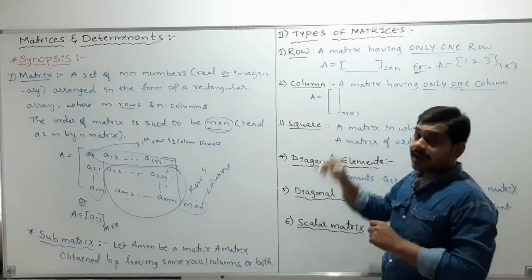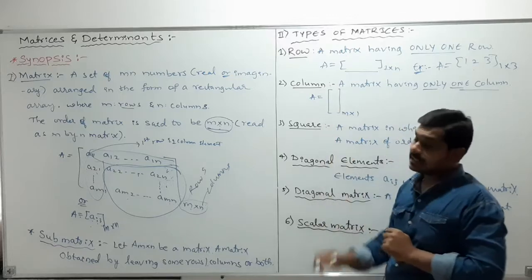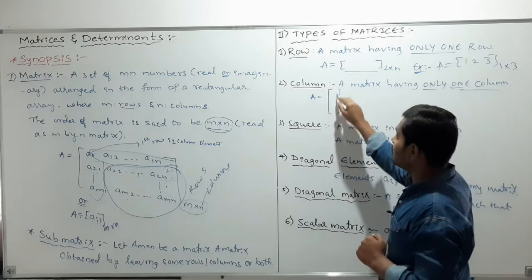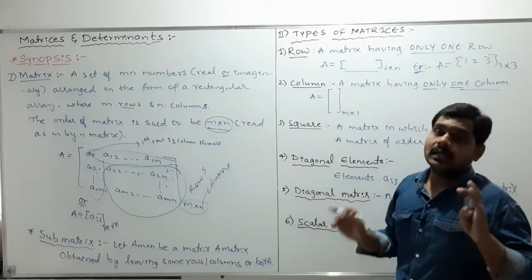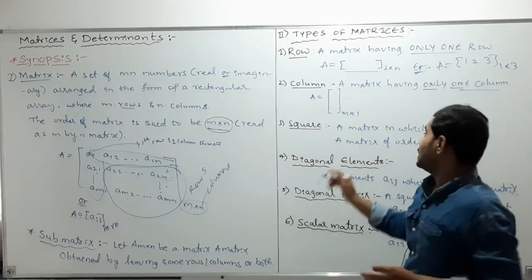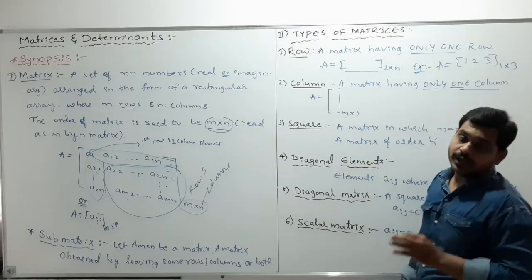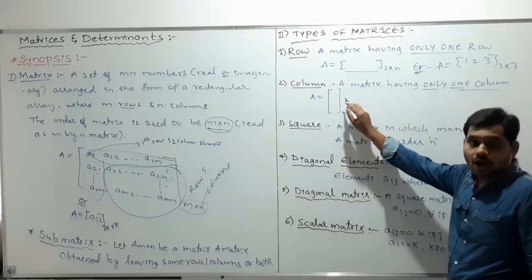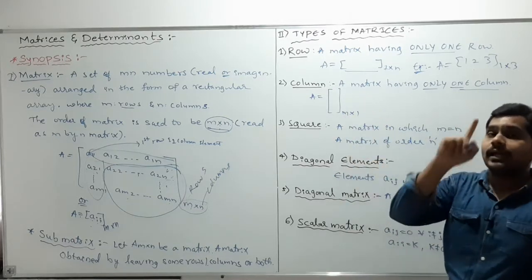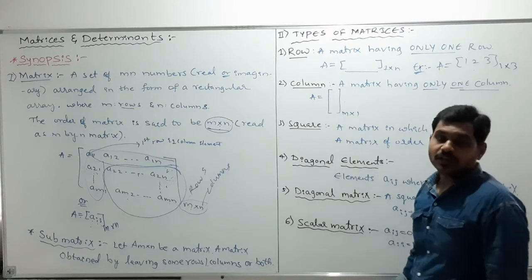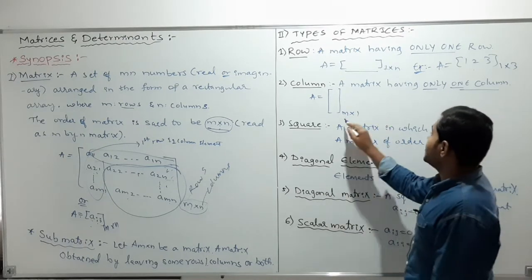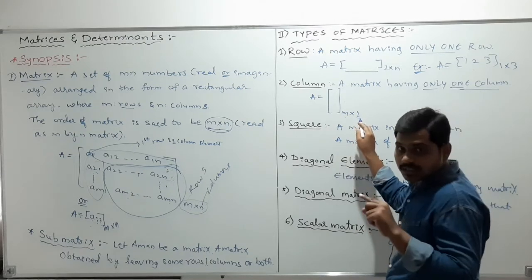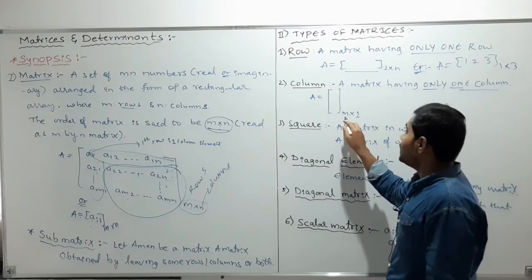A matrix having only one column is called a column matrix. One column must be there, and the number of rows doesn't matter; it may be m rows. A matrix is said to be a column matrix if it has only one column. This is an example for the column matrix. The number of columns will be constant, that is 1, and the rows will be m. Clear?